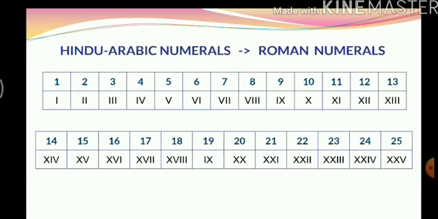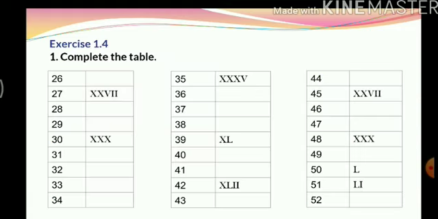Here on this page, I have written down the Roman numeral symbols of the Hindu-Arabic numerals from 1 to 25. If you go through this chart once, you will be able to understand how each numeral has been formed. So with this, we come to the end of all the topics in this chapter. Let me take you to the last exercise. Here we have to complete the table. Since I have solved 1 to 25 for you, in this chart we have 26 to 52. On the left you have the Hindu-Arabic numeral and on the right you have to write down the Roman numerals. I have written down the answers of a few of the symbols over here to give you a hint of how to proceed further. I hope you will have fun solving this.